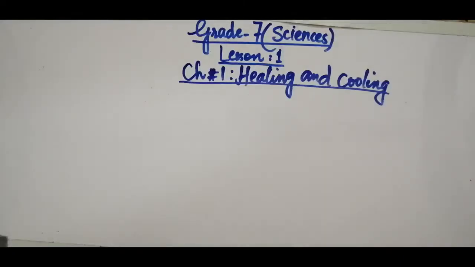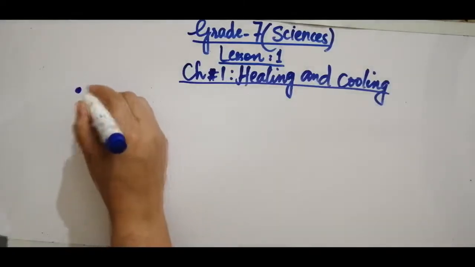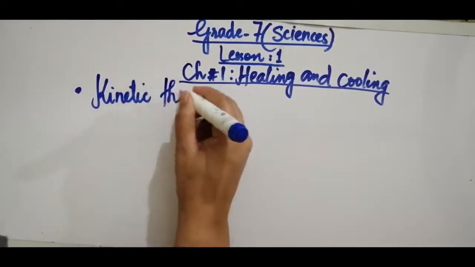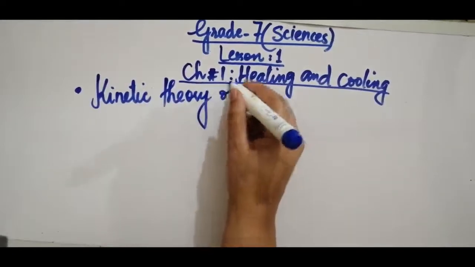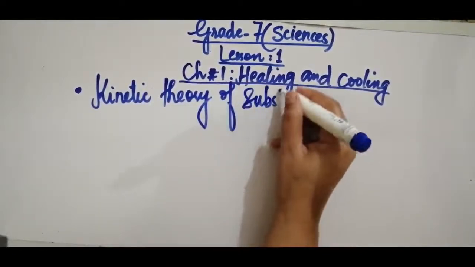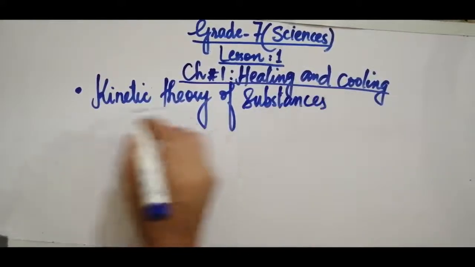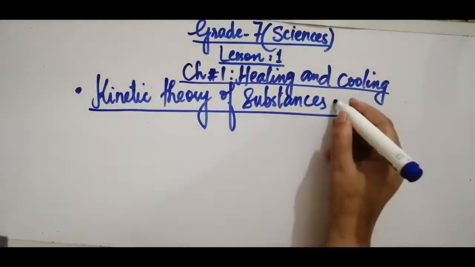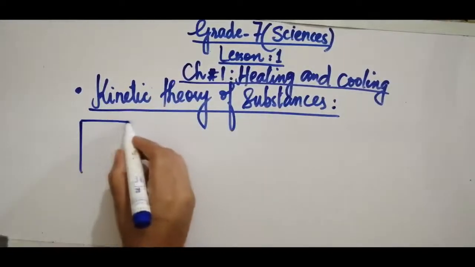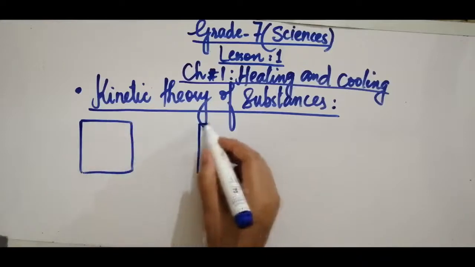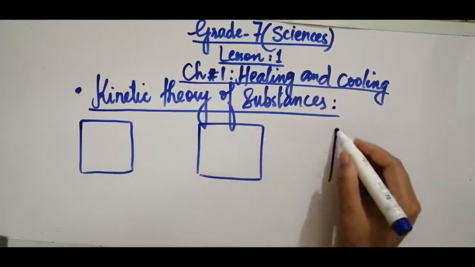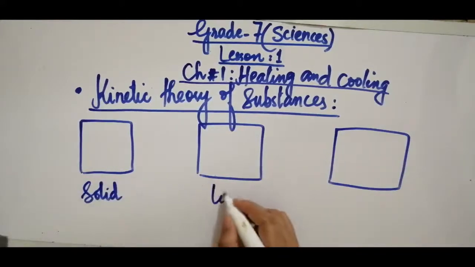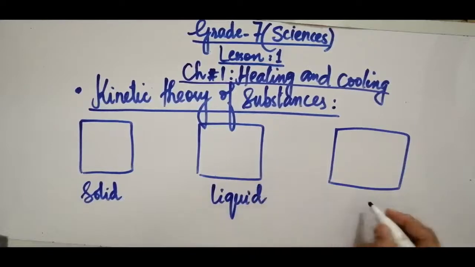To understand the concept of the kinetic theory of matter, the kinetic theory of substances, here I am writing the kinetic theory of substances or matter, which are solid, liquid and gases. What exactly happens in it? Now I am making three different blocks first of all to indicate that these are solid, liquid, and the third one is gas.